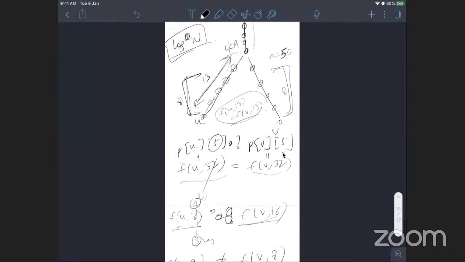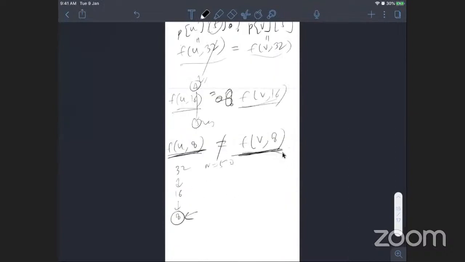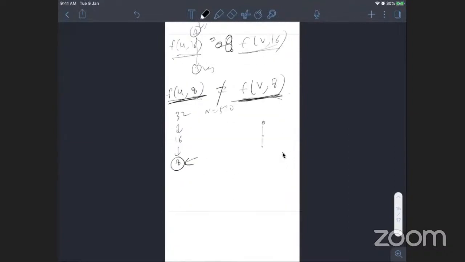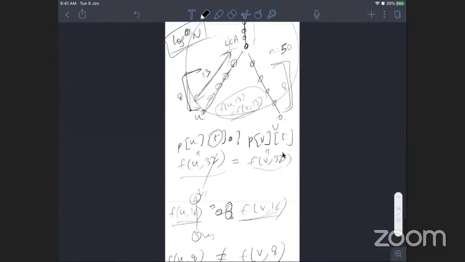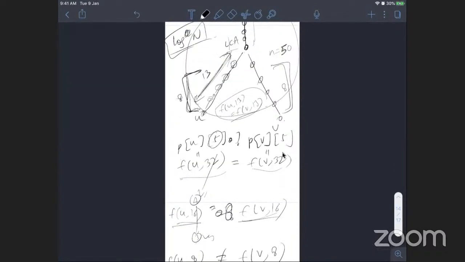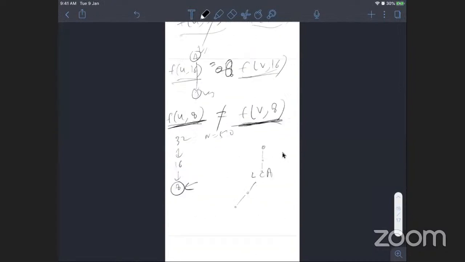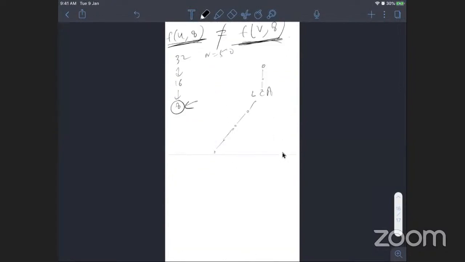So right now the tree looks like this, right? How will the tree look after the 8 jumps? There'll still be this LCA node. And then out of 13, I've killed 8, right? How much is left? 5 is left. So U is here, V is here, and this distance is 5 and this distance is 5.